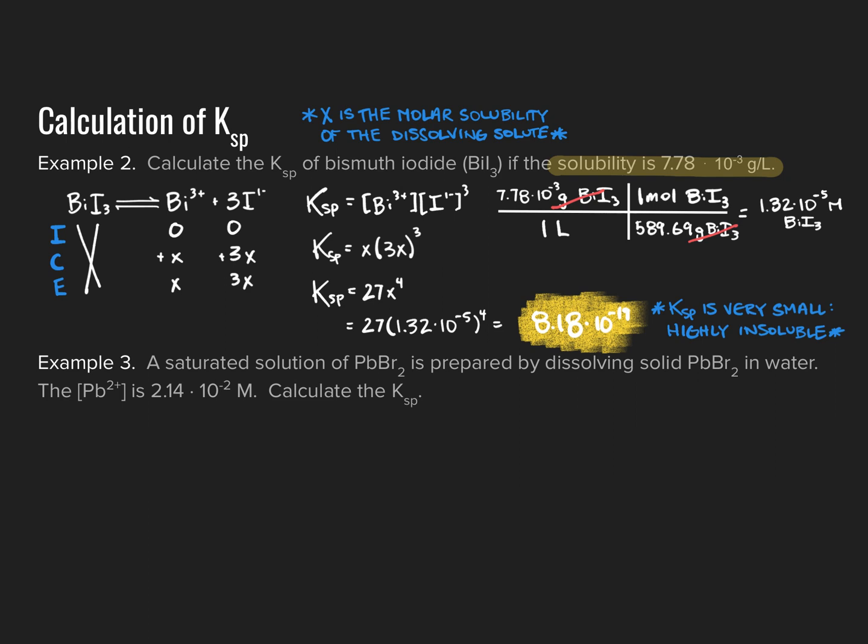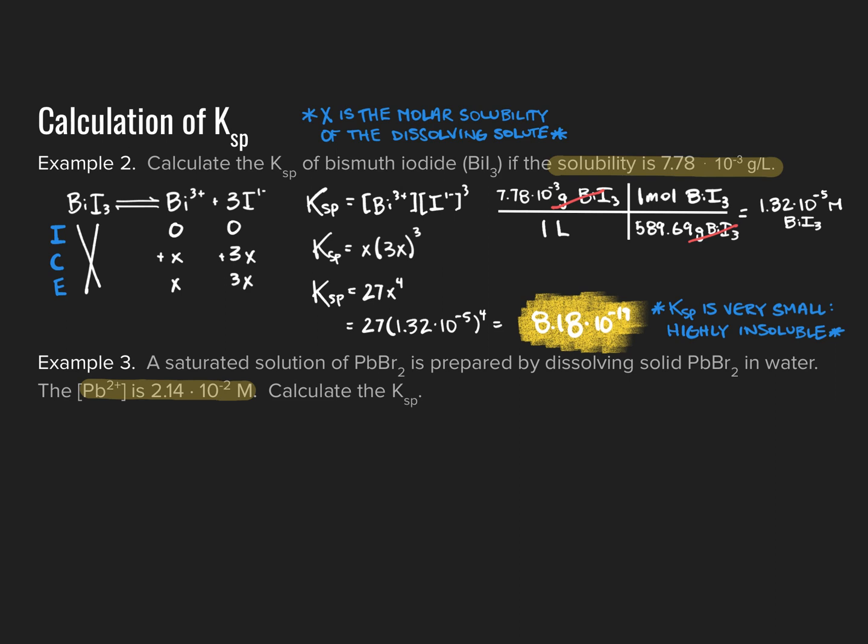Now example number 3. In this problem, we're going to give you a slightly different way of approaching this here. This time I'm going to tell you that we prepare a saturated solution of lead-2 bromide, that is plumbous bromide, by dissolving solid lead-2 bromide in water. And I find that when I dissolve that solute into water, the concentration of dissolved lead ions, Pb2 positive, is 2.14 times 10 to the negative second molar. And from this data, I want to calculate the value of KSP.